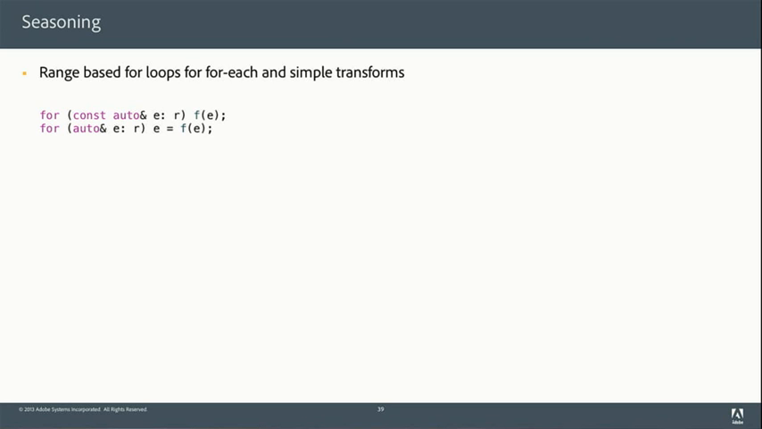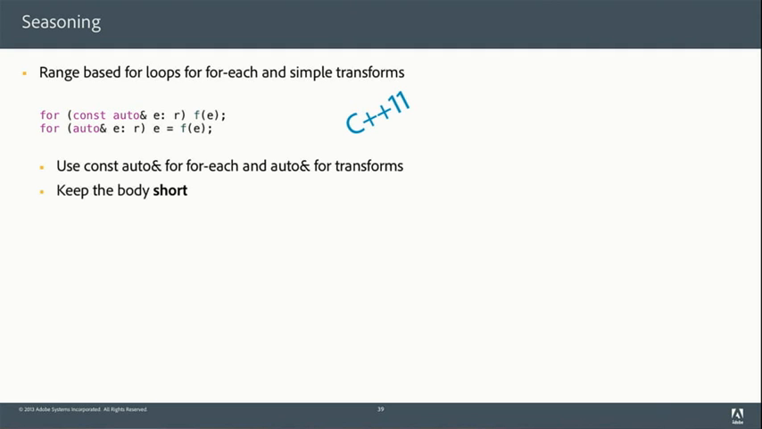Some tips here, though. When I'm using a range-based for loop to mean for each, use a const auto ref for your element. That's telling me this is not a transform. This is a for each. If I'm doing a transform, it's going to be a non-const auto ref on my element.